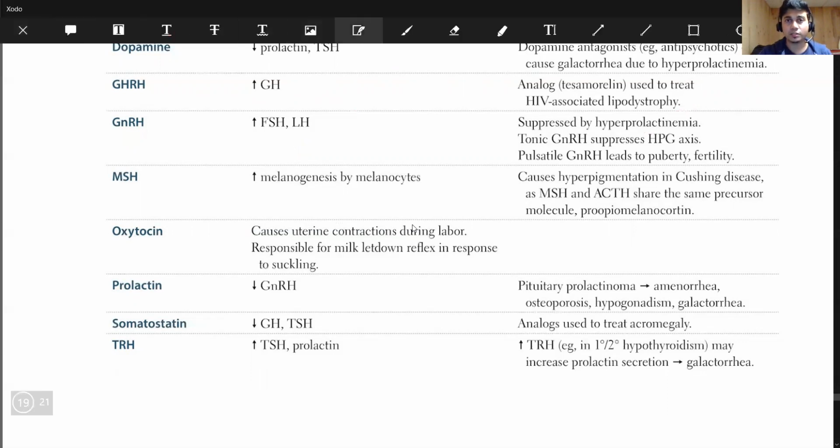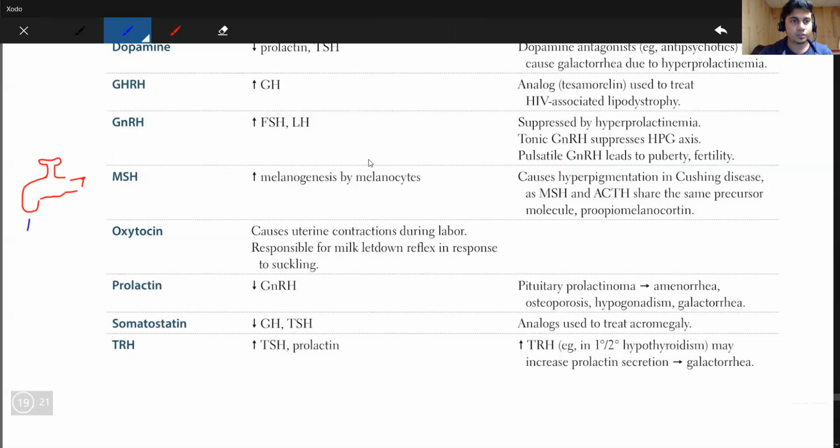Now, one thing very important to understand and remember is tonic GnRH versus pulsatile GnRH. What will happen? If there is tonic GnRH, that means there is continuous GnRH. It's like a faucet or a tap. Let's say you have a kitchen faucet, and from that faucet, water is running down continuously. This is called the tonic release of GnRH. If there is tonic release of GnRH, that actually suppresses your FSH and LH.